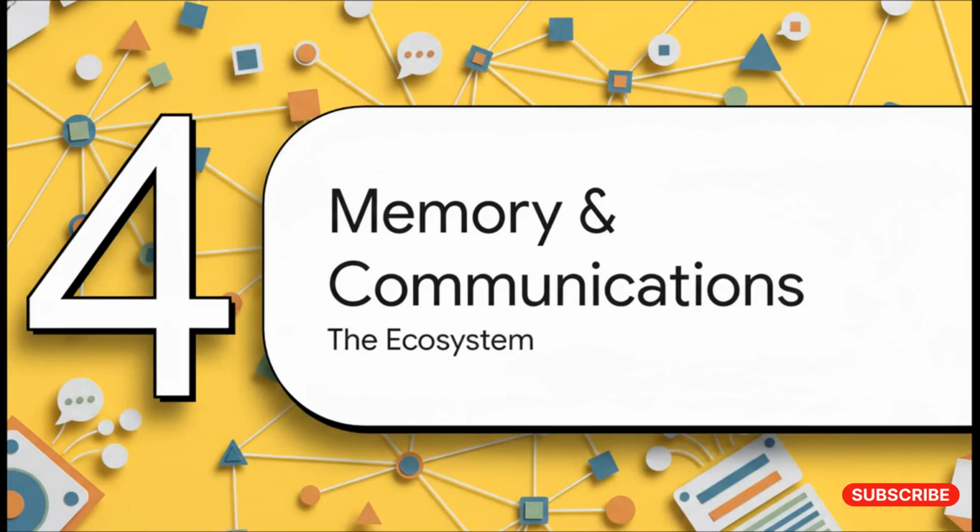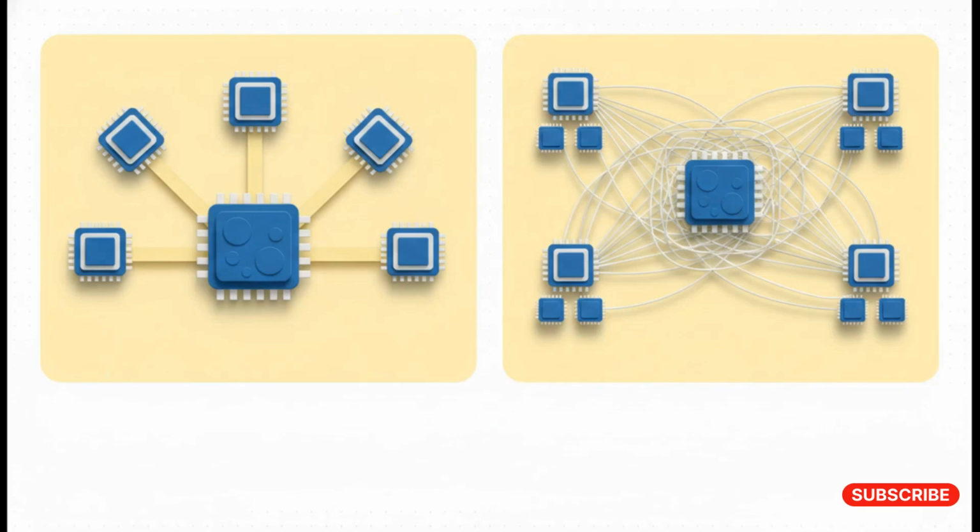Finally, section 4, the ecosystem, memory and communications. So all these networked nodes absolutely need a systemic way to store data, right? On the hardware side, we basically have 2 paradigms. There's shared memory, where all processors access one common physical memory pool, and then there's distributed memory, which relies on a network to access dispersed physical memory that isn't shared.